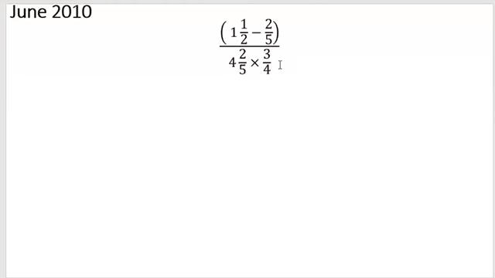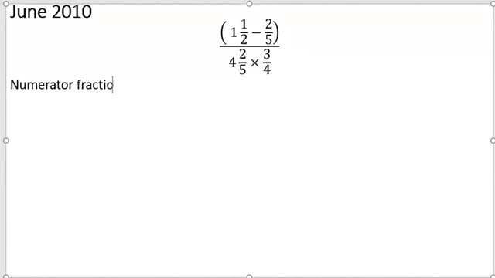June 2010. So this one is a bit different. As you can see, you have two fractions at the numerator, two fractions at the denominator. So what I'll do is work the numerator fractions first.